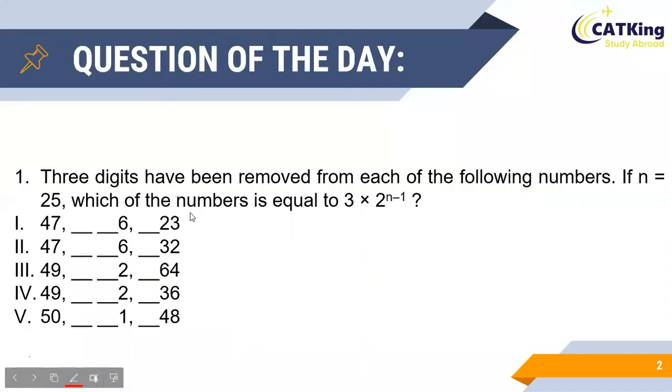As you can see, today's question is a multiple choice question with one or more than one correct answer. In this question, we are given that 3 digits have been removed from each of the following numbers, and that n is equal to 25. We are asked to find which of the 5 options given below could possibly represent 3 into 2 to the power n minus 1.